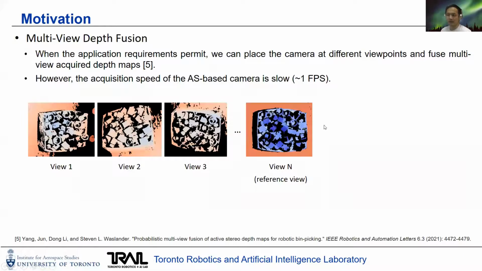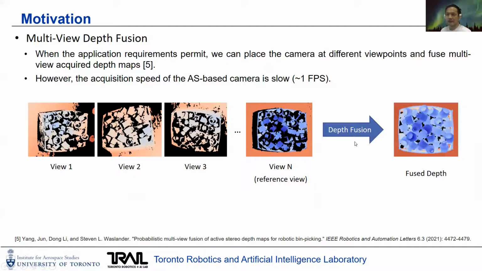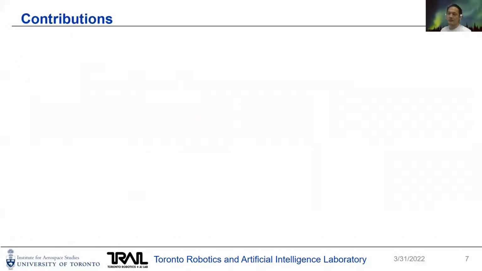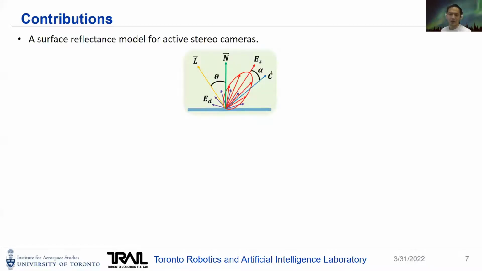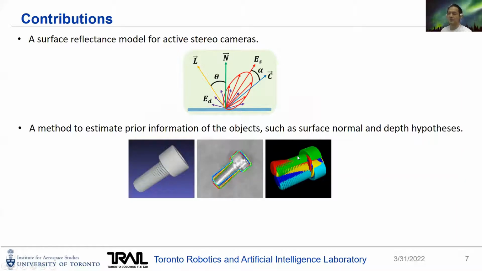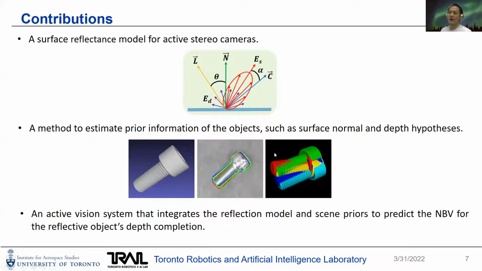To solve this problem, in our previous work, we developed a depth filter method. However, the acquisition of this active stereo camera is generally slow, and capturing a large number of viewpoints is not practical. Therefore, in this work, we propose a next best view approach for shiny objects. In particular, we first model its specular reflection and then estimate the prior information of the objects. And finally, we integrate them into an active vision framework for the next best view prediction.